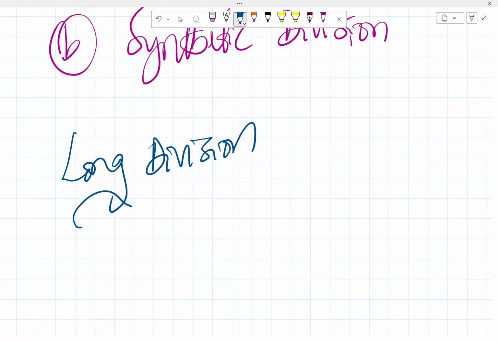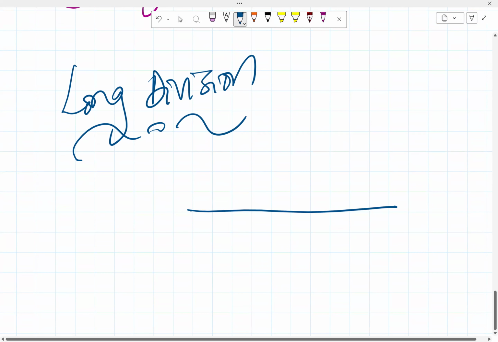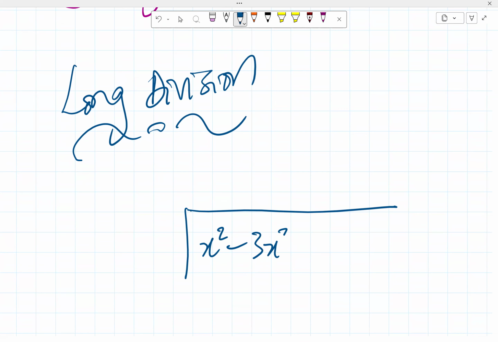Long division. Okay. So for long division, what you do is this. You have x cubed minus 3x squared plus 4. Sorry, I did that wrongly. This should be x cubed minus 3x squared plus 4. You have that here, and then you have x minus 2.